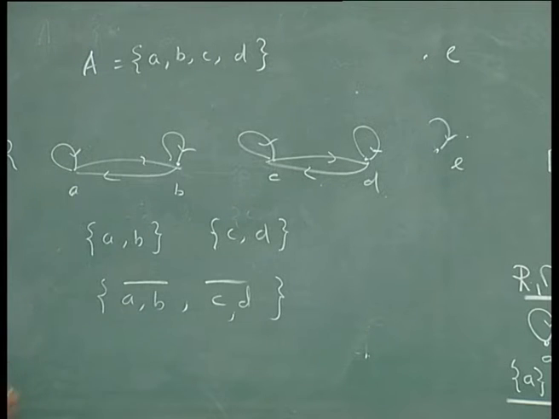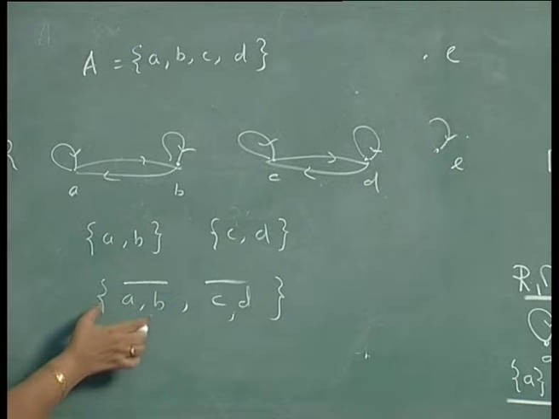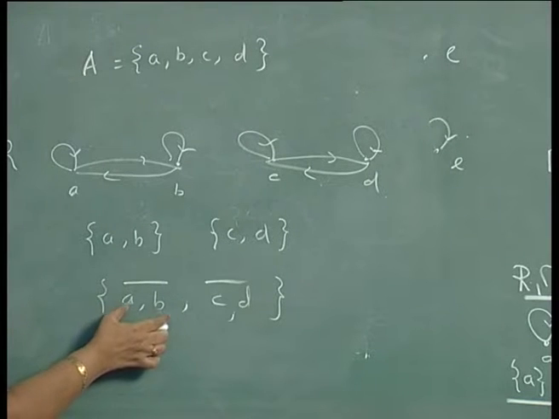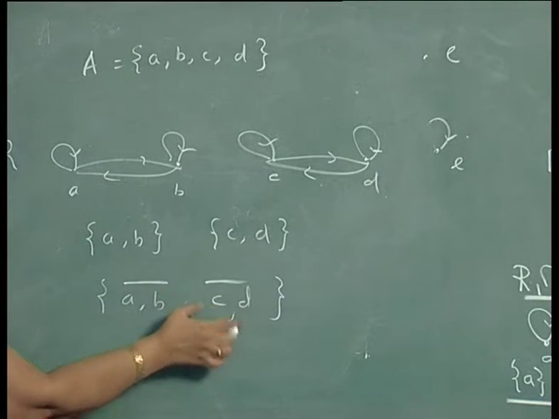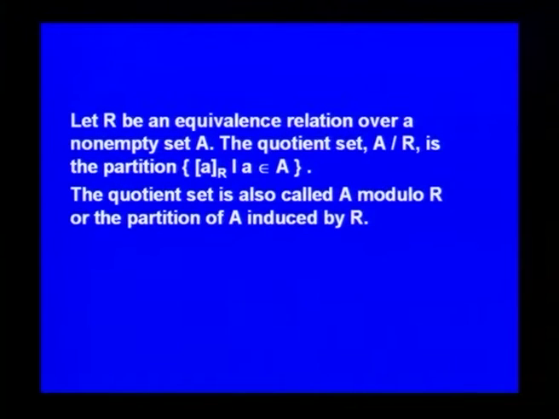So, this equivalence relation induces a partition on A, that is this partition, A and B in one block, C and D in one block. Each equivalence class will be one block. So, you say that an equivalence relation induces a partition on A. This is what we have seen.